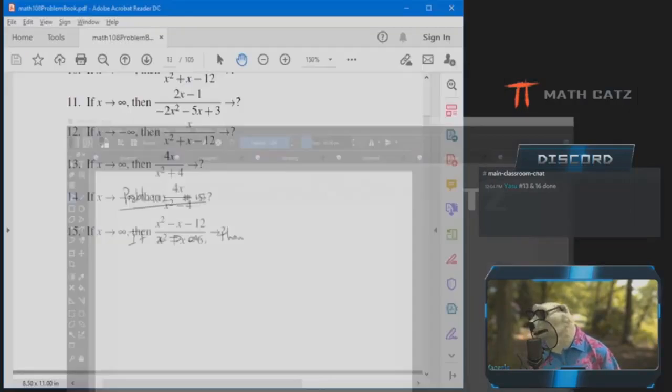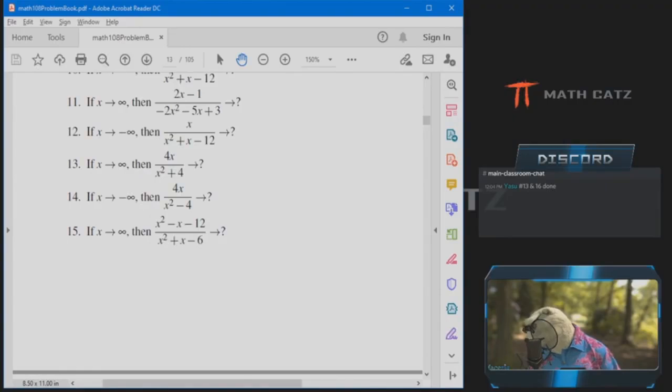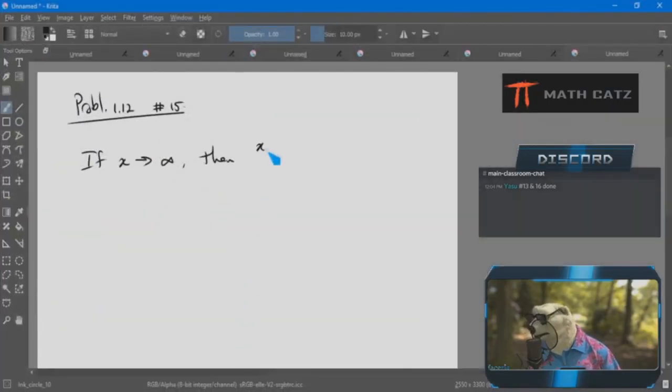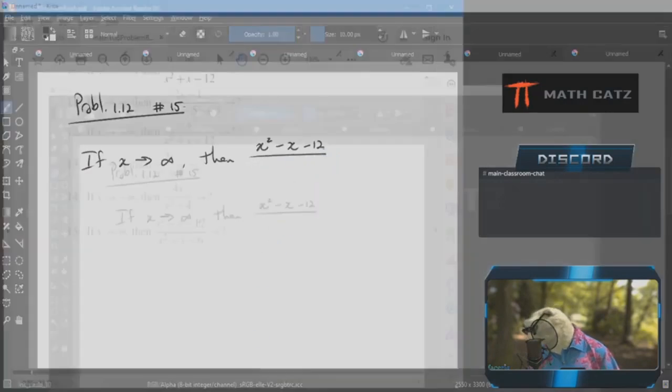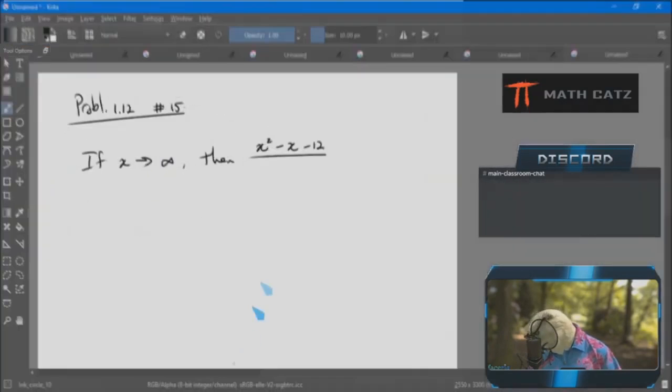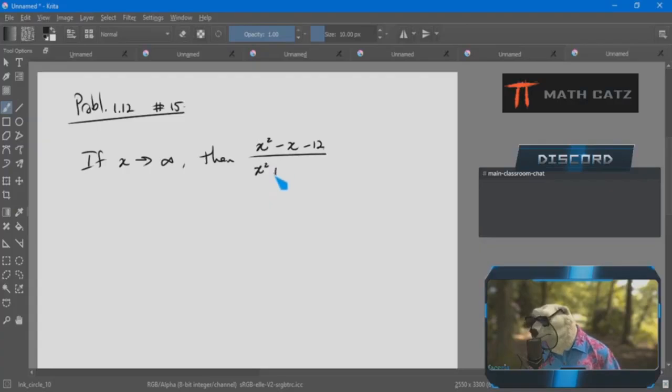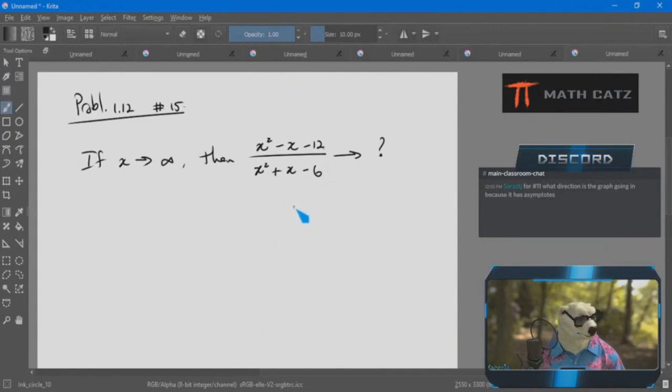Then I have a rational function, and it is x squared minus x minus 12 over x squared plus x minus 6. x squared plus x minus 6 goes to what? Pretty sure I copied that right. And even if I didn't, who cares?